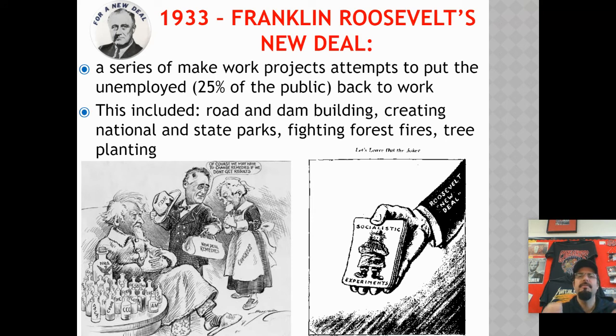So how did this play out in real life? Well, Franklin Roosevelt started all these New Deal programs. He put people to work by building roads, building dams, creating national and state parks, fighting forest fires, planting trees, creating infrastructure. That money would come from the government. They would pay the workers, and the thinking was, they're going to have money in their pockets. They're going to be a little more content.